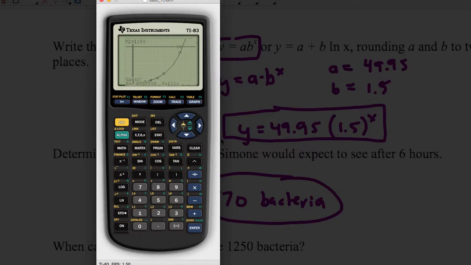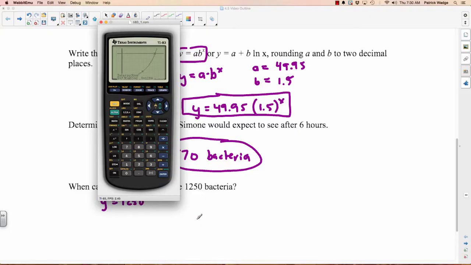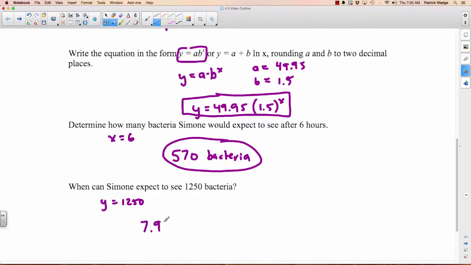Now it says to guess, so I put it about where I think it is. You don't have to be very exact at all. And I get the answer. When y is 1,250, the amount of time that's passed is 7.94 hours. So 7.94 hours, which, why don't we just round it? It's going to take her 8 hours until she sees 1,250 bacteria.